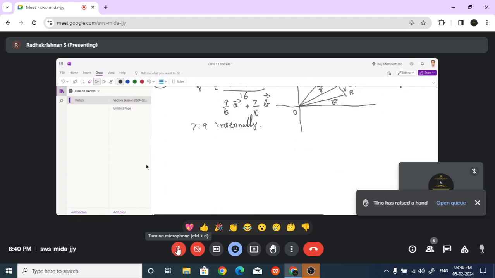Okay. Let's go to 13. Okay, it is very easy. If lambda i plus 2 lambda j plus 2 lambda k is a unit vector, then what is the value of lambda? One by 3, sir.